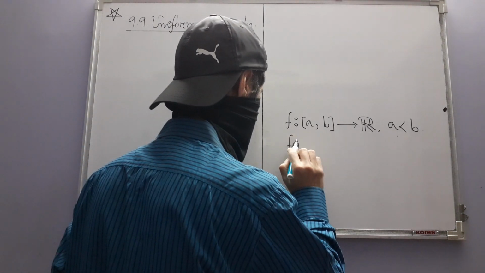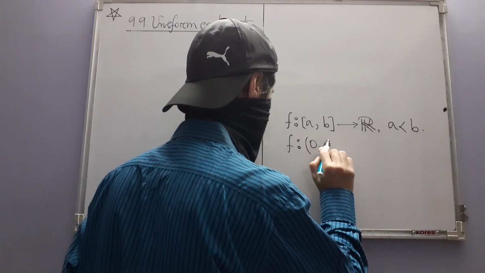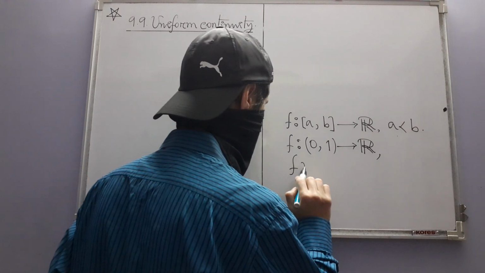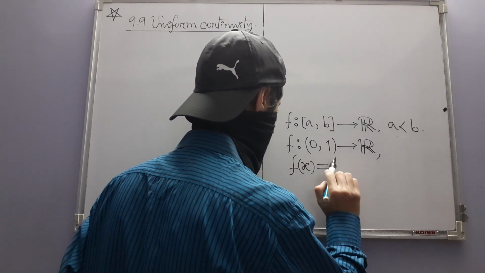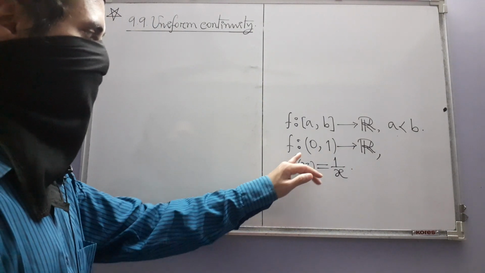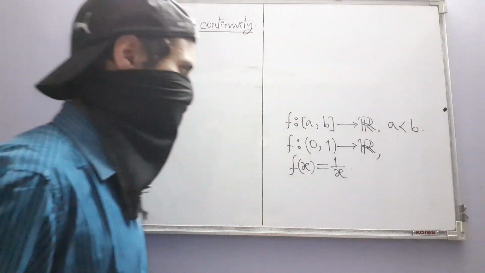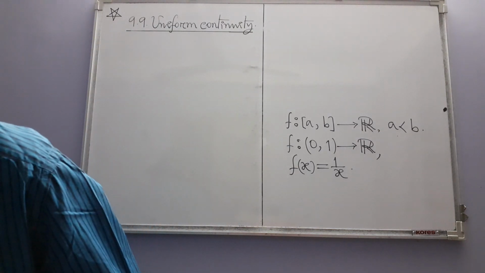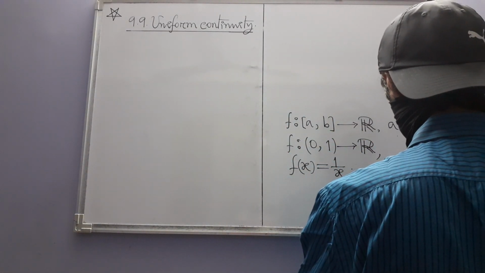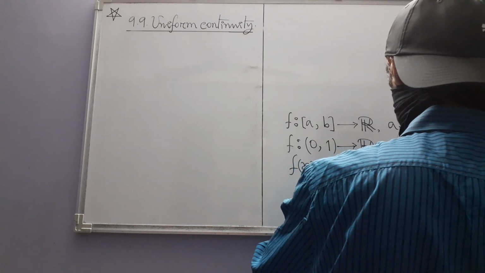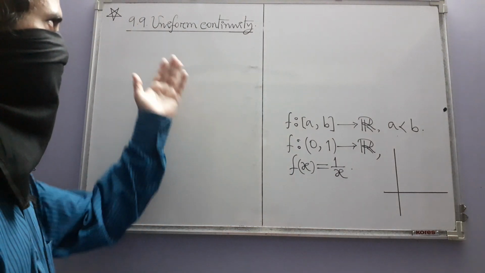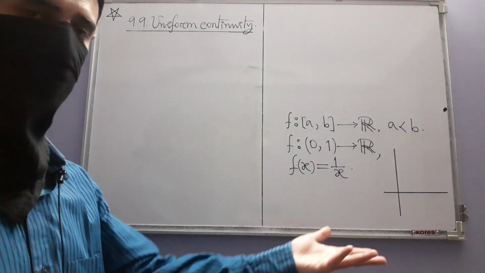For example, if we consider this function where f of x is 1 over x, then this is not bounded. You can prove it rigorously, but because we are simply discussing, we are trying to see what this notion is about, a graph is okay.